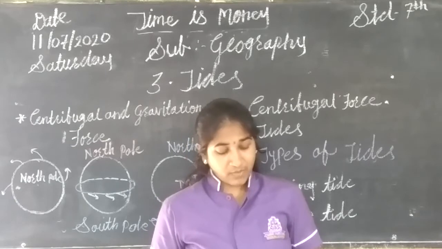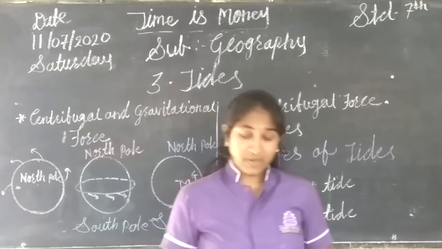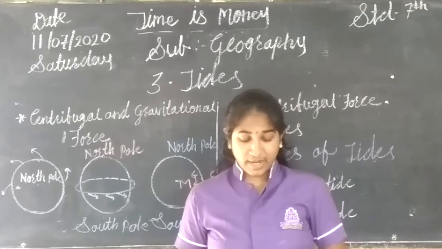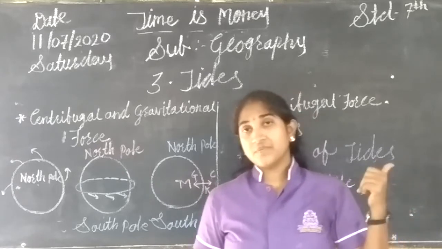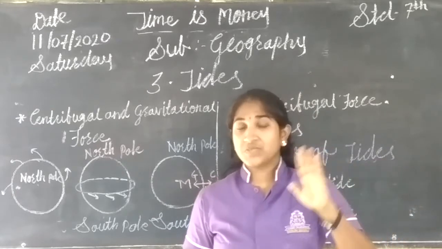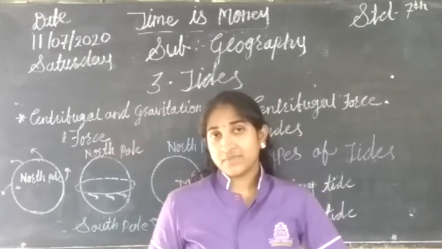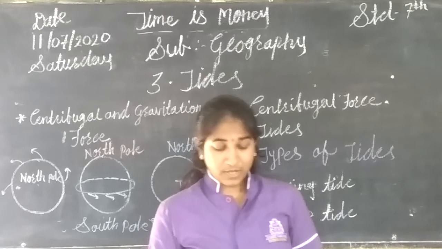The level of sea water changes after a specific period of time. After every 12 hours and 25 minutes, a cycle of high tide and low tide gets completed. How much time does it require? That is 12 hours 25 minutes. Okay, and this cycle is always going on. Sometimes the high tide, sometimes the low tide.